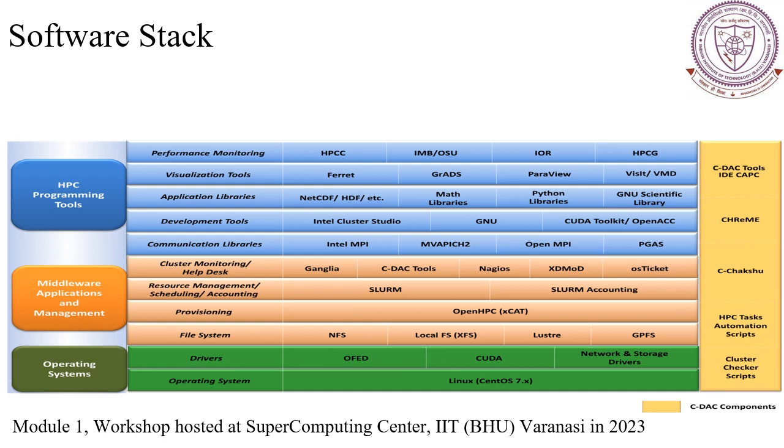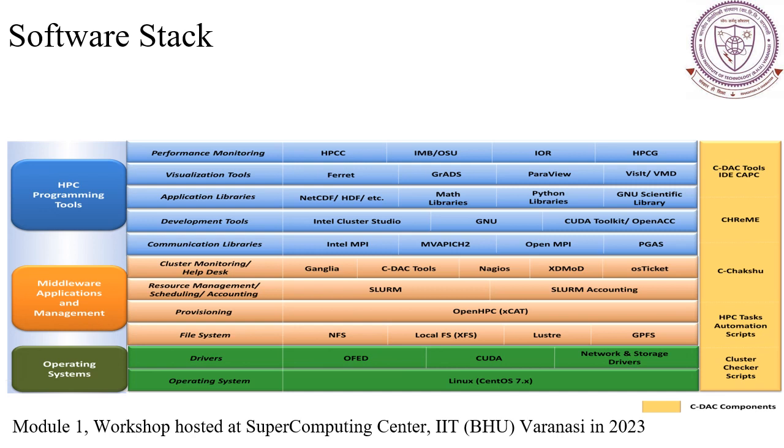For ticket, we use OS Ticket for help desk. OS Ticket is an open source web-based support ticket system that can be used to manage support ticket for the HPC cluster. The third layer of the software stack is HPC programming tool. This layer provides a number of tools and libraries that can be used to develop and optimize HPC application.